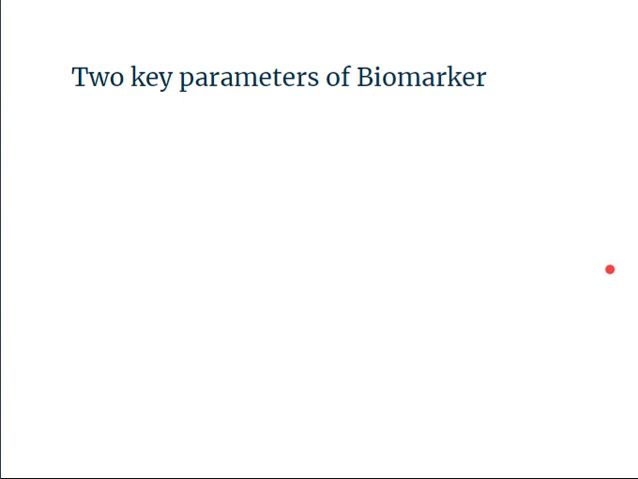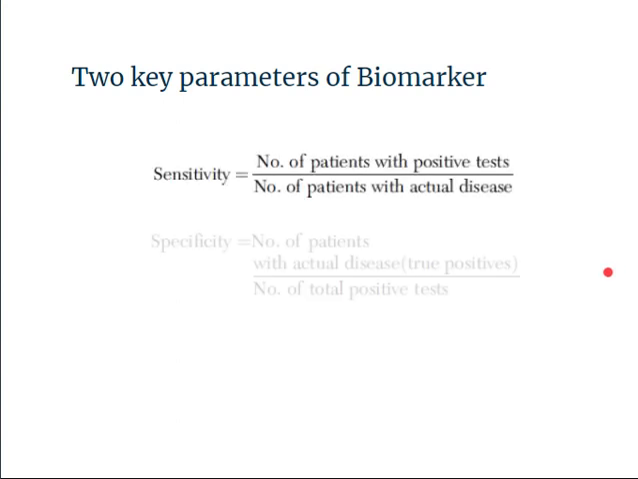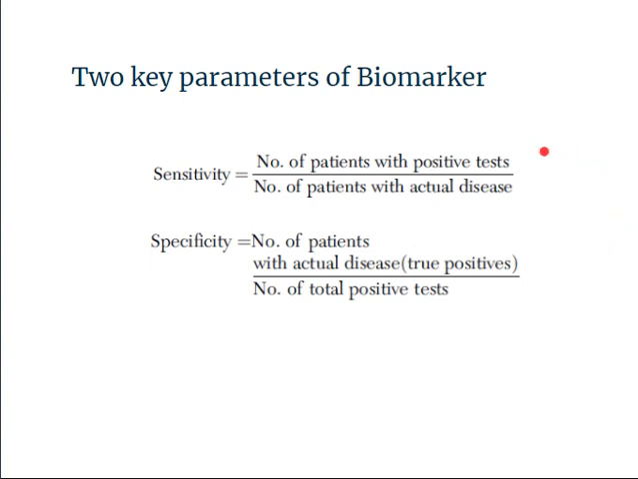So, how can we calculate these two parameters? Sensitivity, as you can see here, is the number of patients with positive tests divided by the number of patients with the actual disease. So a sensitivity of a marker is defined like that: how many patients have these markers out of the total patients who have the disease. The maximum number of patients with that particular marker means the higher the level of sensitivity.